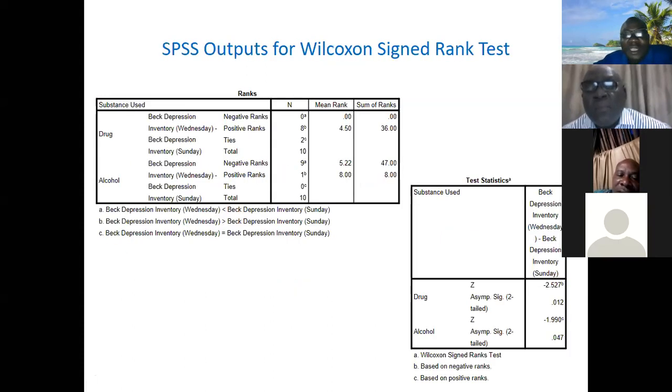So let's look at the results. The same thing. When you run it, the total for negative rank for drug is 0, for positive is 36. For alcohol, the total for negative is 47, for positive is 8. So the smaller ones, 0 and 8, are the statistics there, and it gives you the P. Any question?